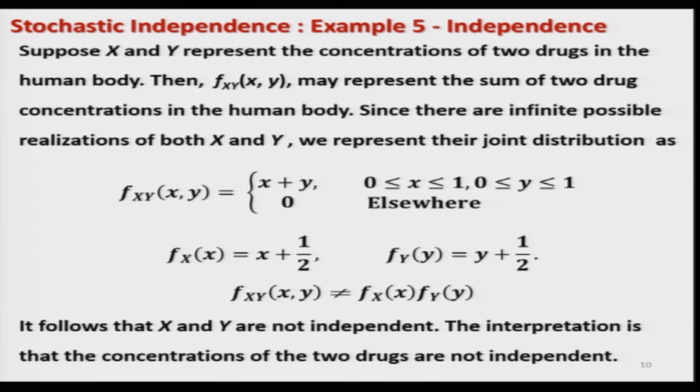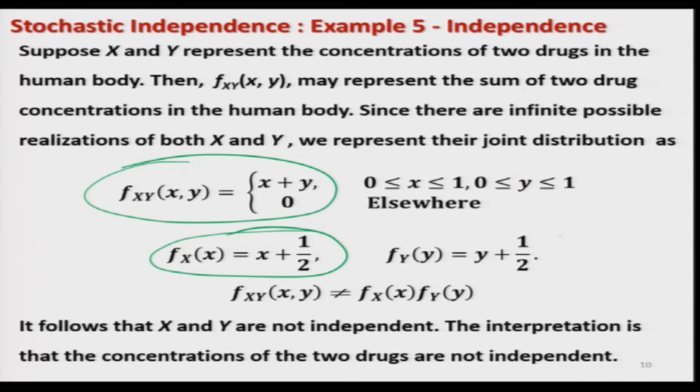Now suppose I take one more example, where I can show you that random variables are not always independent. Take the same example which I considered earlier, where f(x,y) is x plus y when x and y lie between 0 and 1, and 0 otherwise. If you find the marginal PDFs of x and y, they come out like this: the marginal PDF of x is x plus 1/2, and the marginal PDF of y is y plus 1/2.